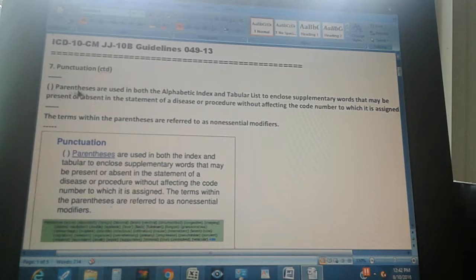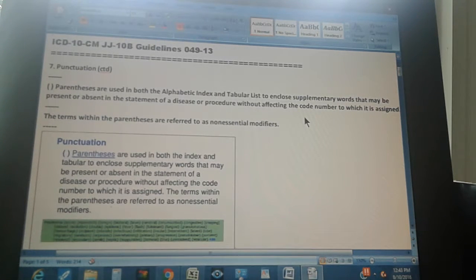What are parentheses? Parentheses are used in both the alphabetic index and tabular lists to enclose supplementary words that may be present or absent in the statement of a disease or procedure without affecting the code number to which it is assigned. This is important to note. They may be present or they may not be present, and the code is the same. If you find something in parentheses, it means if this word is added to the description, that's fine. If it's not there, it's also fine. It's still the same code.